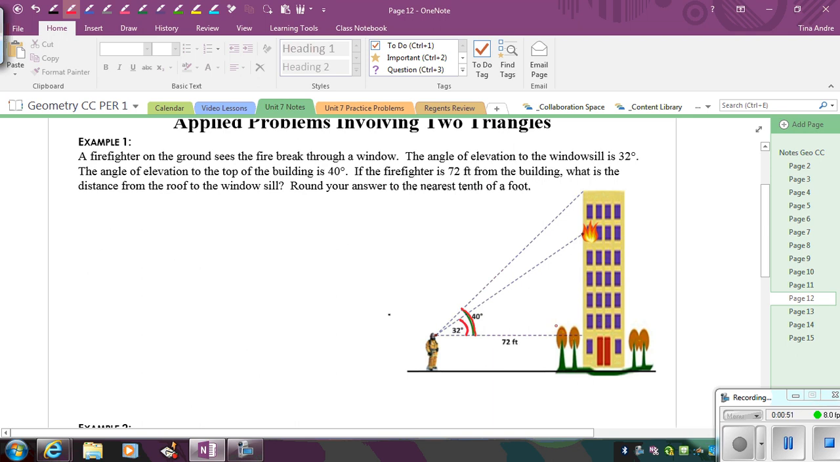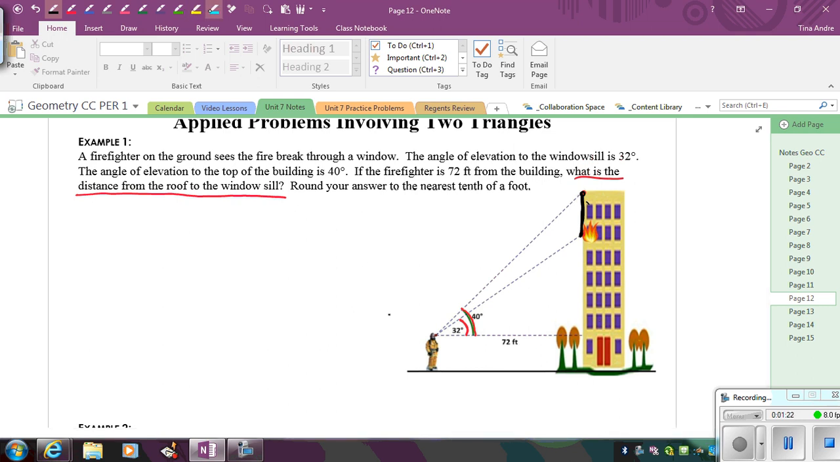What is the distance from the roof to the windowsill? So from the roof to this windowsill point, this is what we're trying to find. Now, your first thought might be, okay, use SOHCAHTOA, but the problem is this is not a side of a right triangle. This segment is actually a side of this obtuse triangle. SOHCAHTOA only works when you have right triangles.